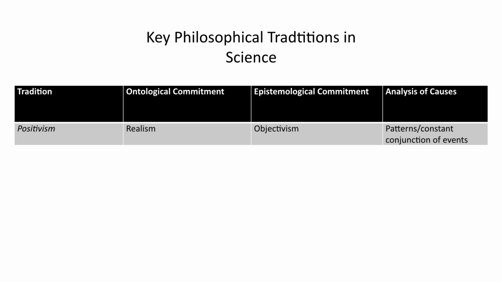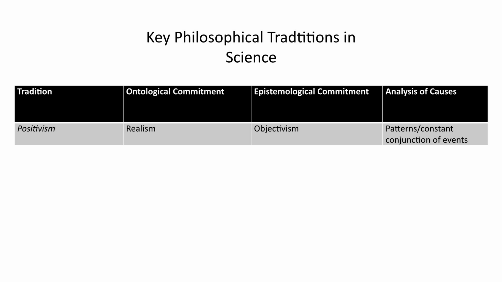So the positivists take the following commitments, and let's break those down. Their ontological commitment of realism is that there is indeed a real mind-independent reality that we can produce knowledge of. And their epistemological commitment is one of objectivism, merely that we can produce objective knowledge purely through empirical observation.